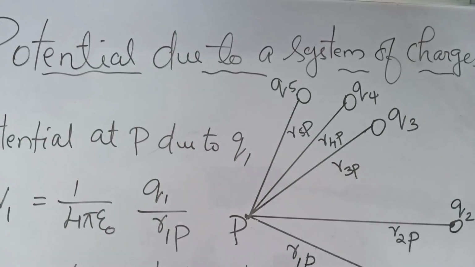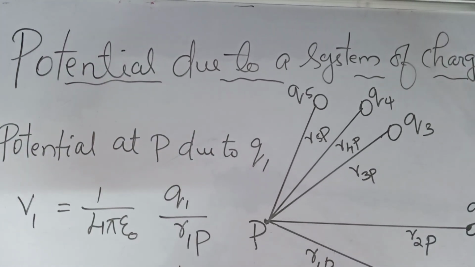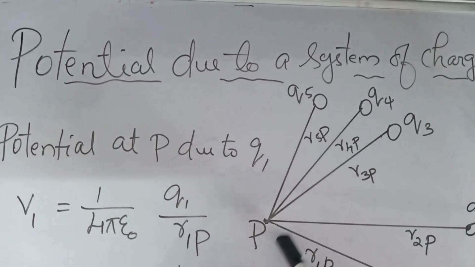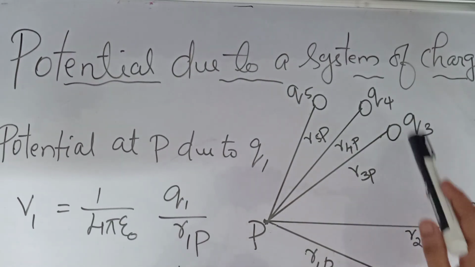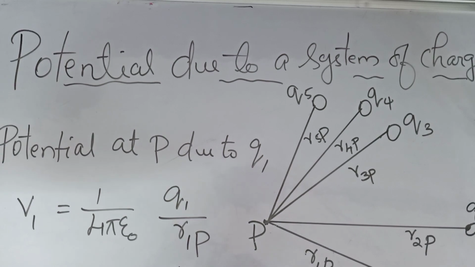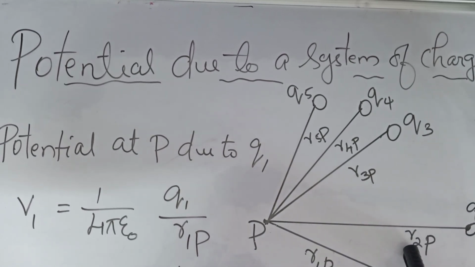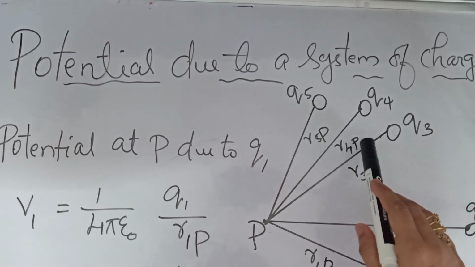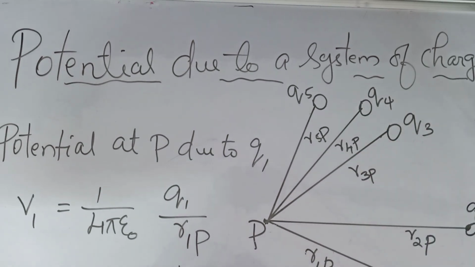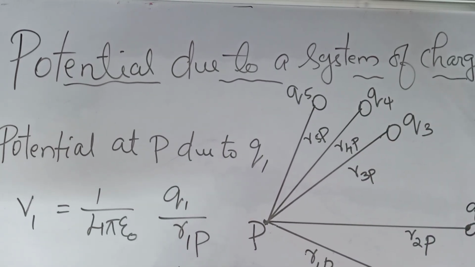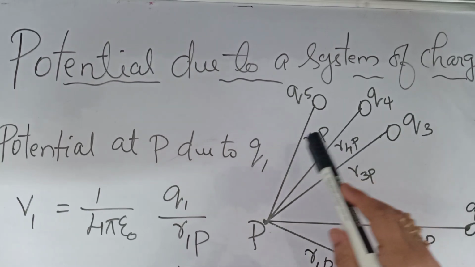Here we are going to find the potential due to a system of charges. Here we can see a point P, and there is a system of charges distributed here, that is Q1, Q2, Q3, Q4, Q5, like that. The position vectors of these charges are R1P, R2P, R3P, R4P, R5P, etc. Like that, n number of charges we can consider here, and we are finding the electric potential at P due to all these charges.